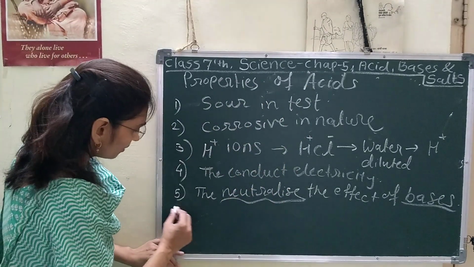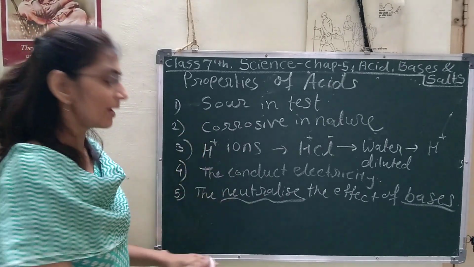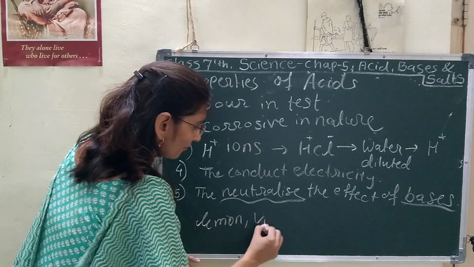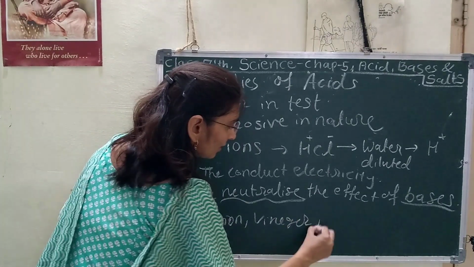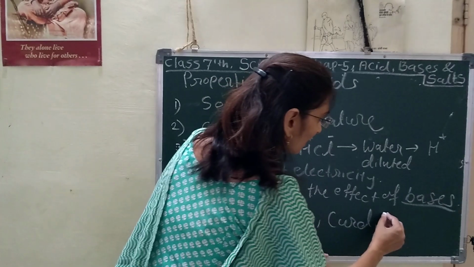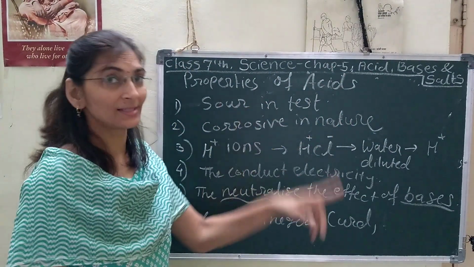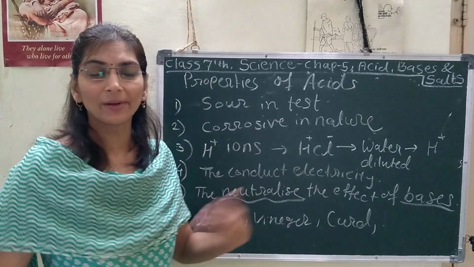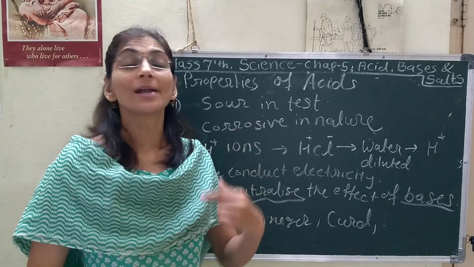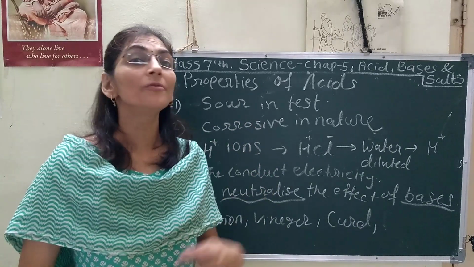Okay. So next we will see examples of acid. You know very well: lemon, all citrus food as well, vinegar, curd, our toilet cleaner, and all that lab acid, HCl means hydrochloric acid. These are present in our stomach. In stomach there is presence of hydrochloric acid and it is useful for digestion of food.